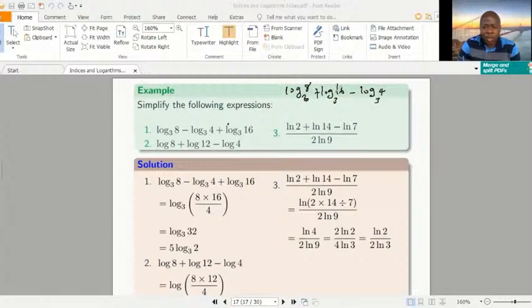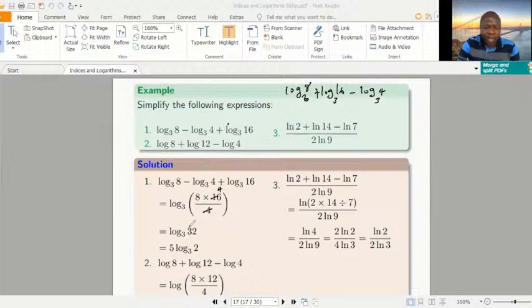And remember, it's multiplication while there's addition, and then division while there's subtraction. So that means I have the log of 8 times 16 divided by 4, base 3. That's what I wrote here. You can see that 4 will go into this 4 times. So I'll be having the log of 32 to base 3.